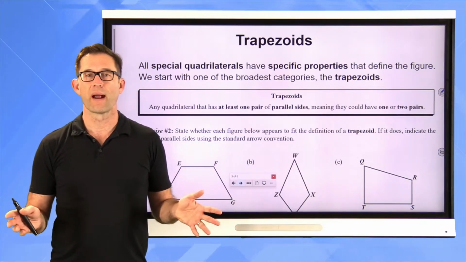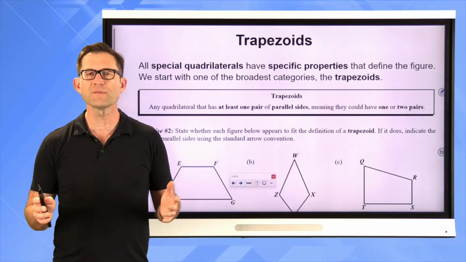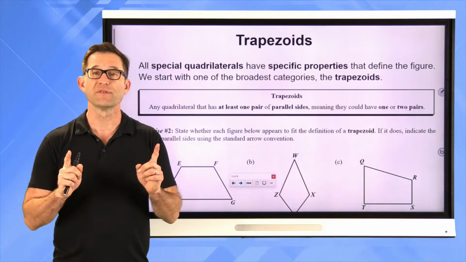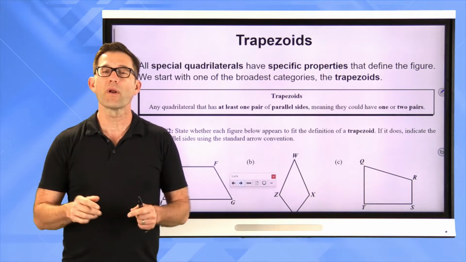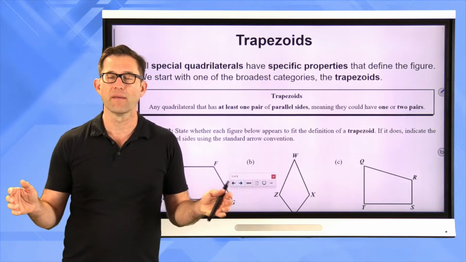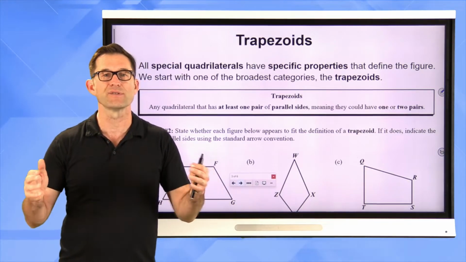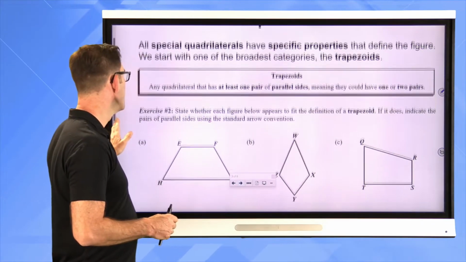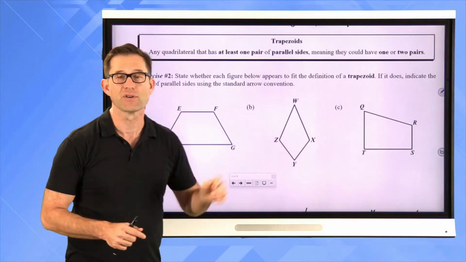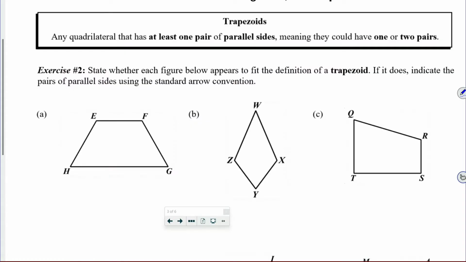Let's first begin with the trapezoid. All special quadrilaterals have specific properties that define the figure. We start with one of the broadest categories, meaning that it includes lots of different subcategories, and that's what are called the trapezoids. So let's look at the technical definition of a trapezoid: any quadrilateral that has at least one pair of parallel sides, meaning that it could have one or two pairs.